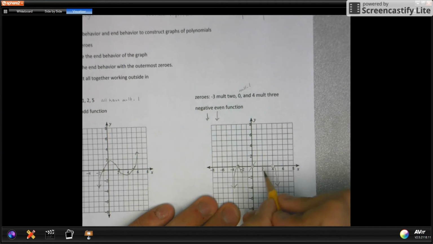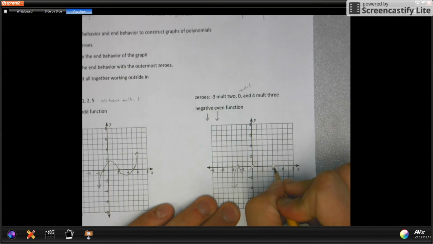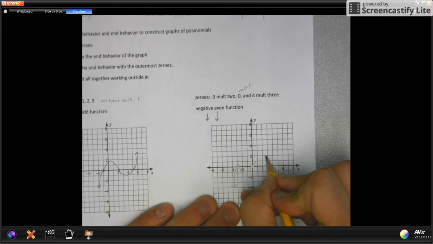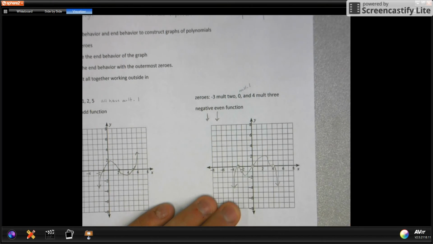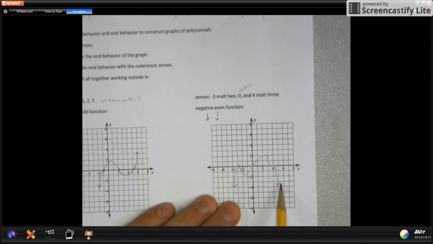And then at 4, it has a multiplicity of 3, so I know it's either going to turn or swivel or flatten. So again, here it flattens, and then it flattens back up. Now from here, I just connect it there with a little curve, and I know that it is going to look something like that function. I'm not worried exactly about the curves. What I'm looking for is that you have the correct endpoints and the correct zero behavior at each zero according to the multiplicity.